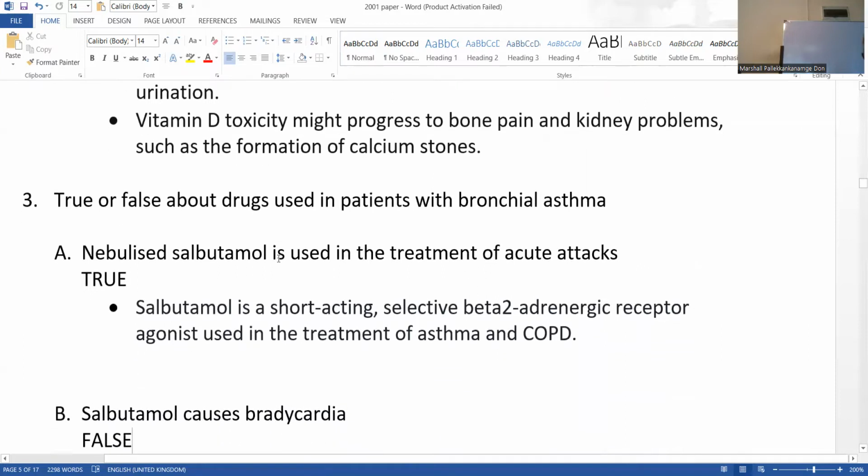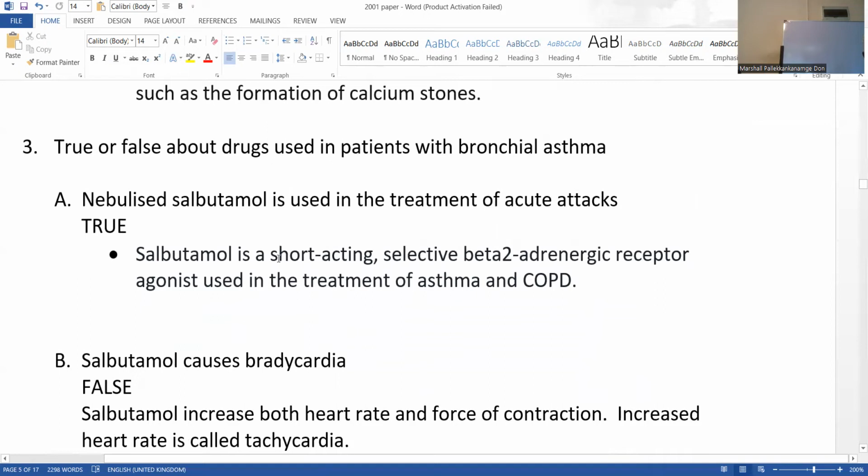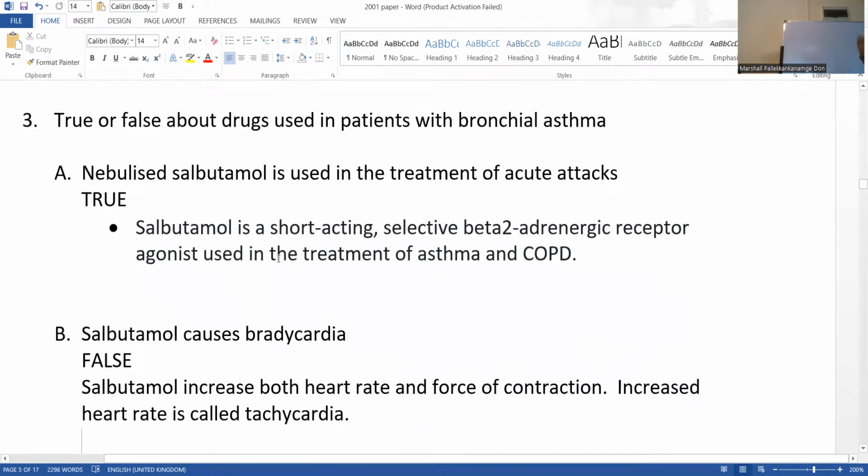True or false about drugs used in patients with bronchial asthma. Nebulized salbutamol is used in the treatment of acute attacks. That is true. Salbutamol is a short-acting beta-2 adrenergic receptor agonist. It stimulates the receptor, causing bronchodilation, that is enlarging the airways. So it is true.